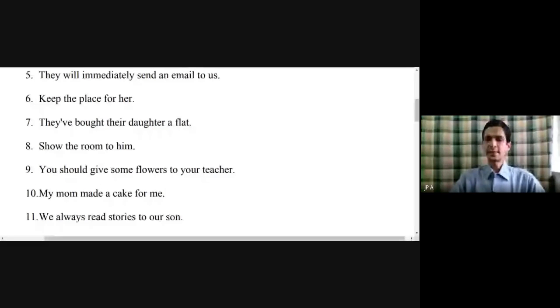Some flowers. And indirect object, to whom or for whom? Your teacher. Yes, Gladys, your teacher. Your teacher is the indirect object.